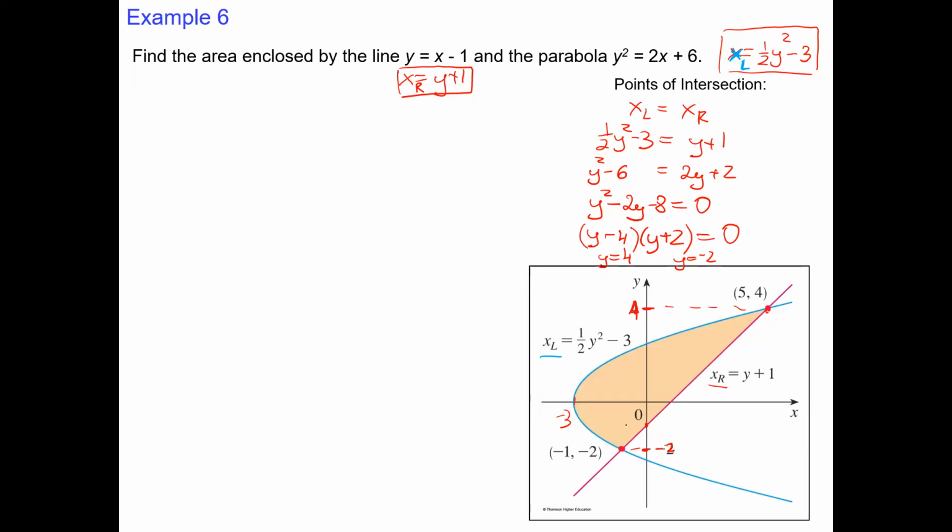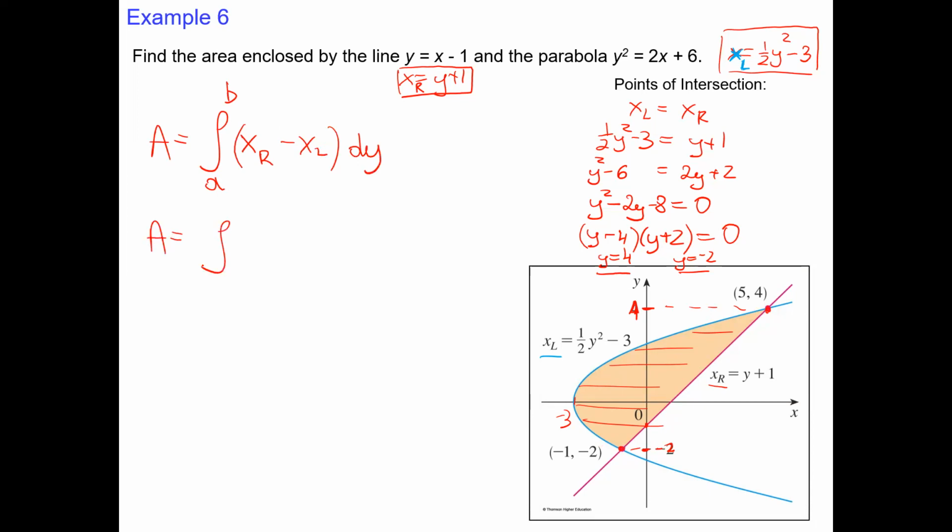We have the corresponding x values because they are y values. We have a parabola, we have a line, and we can see the loop. But in order to find the area, we will integrate with respect to y, because we can see it's easier this way. We can nicely see the right-hand side and the left-hand side curve with respect to y. The limits of integration are from negative 2, the y value, up to 4.